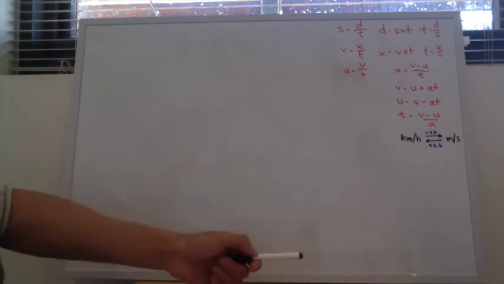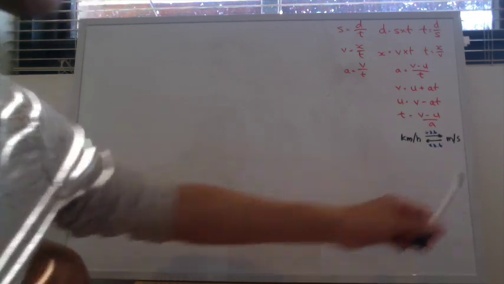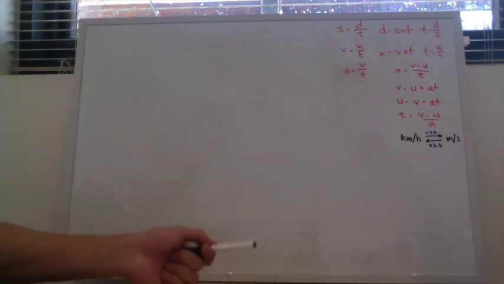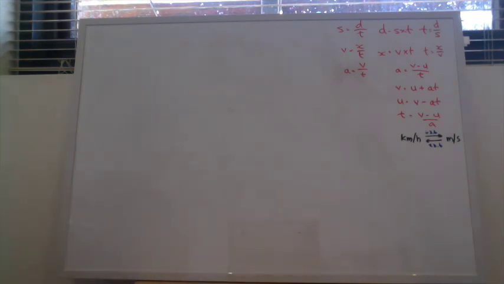A handy tip that I always remember is that the kilometers per hour number is always higher than the meters per second equivalent. That way you can identify which one's kilometers per hour and which one's meters per second. Okay, all right, let's get into it.